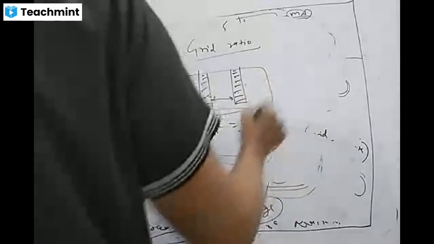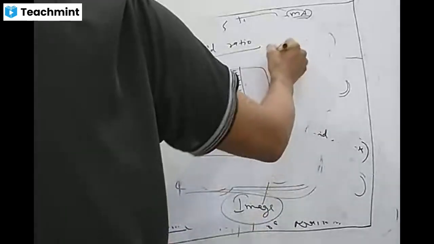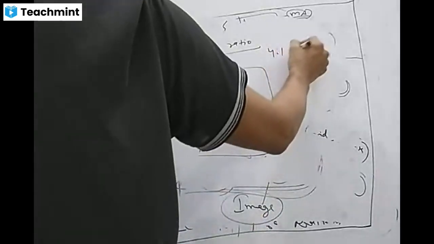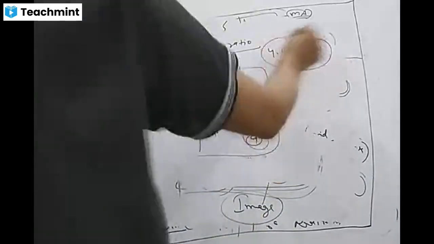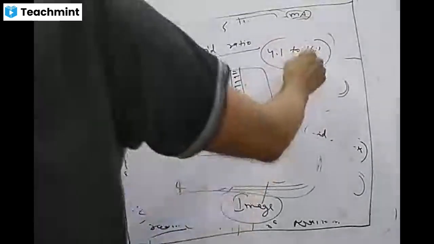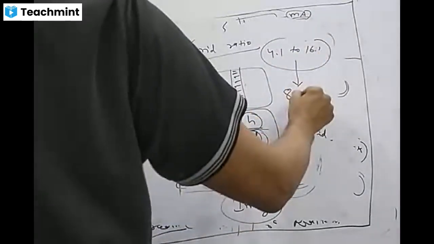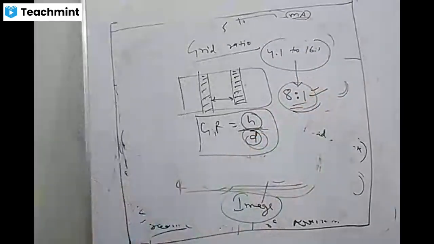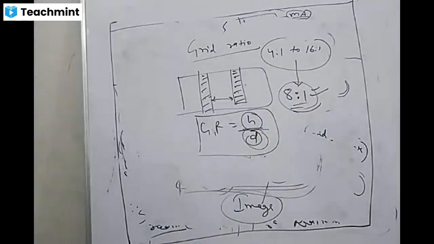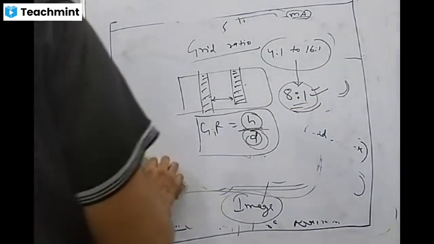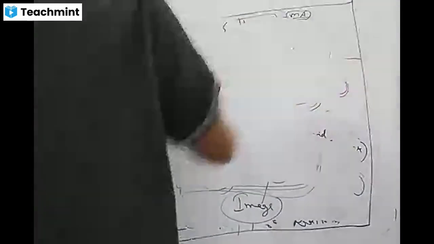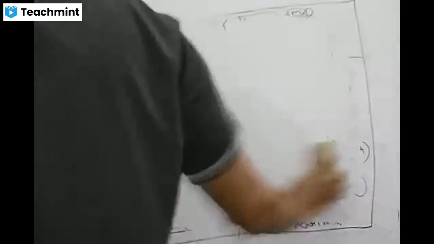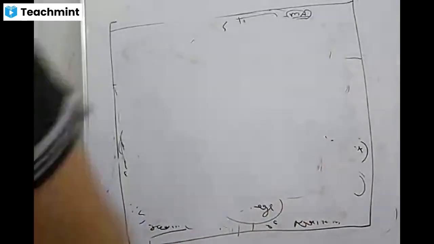And the good grid ratios range from 4:1 to 16:1. We have a multiple range, but in the exam, if they ask you which is the better one, remember 8:1 is most commonly used. Grid ratio, that is H by D. Then with the scatter, there is one more concept.